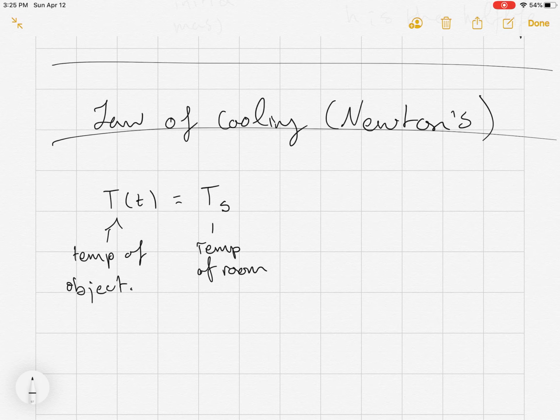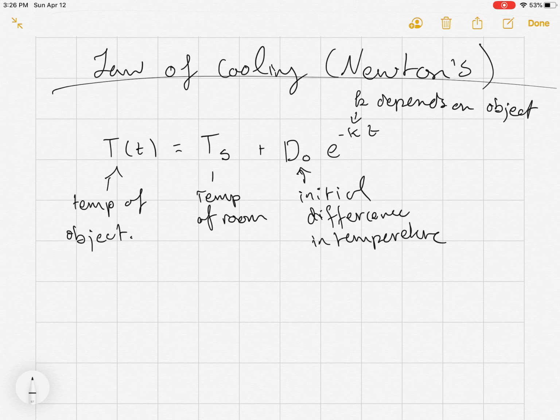and this is going to be times e to the negative k t, and this k is just a constant that depends on the object, right? So different objects have different constants of cooling that's going to affect how quickly they increase and decrease. Okay, so I'm not really going to explain why this is true. However, we can take a look at different values that this is going to take and try and convince ourselves that this makes sense as an equation modeling the cooling of an object.